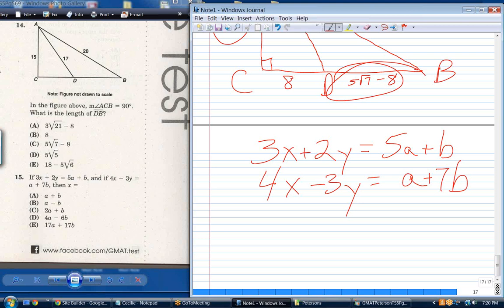In other words, if I'm going to use elimination to solve these for x, which I would like to use, elimination I think is the easiest way to solve two equations and two unknowns. Now it looks like there's four unknowns here, but we're actually going to solve for x in terms of a and b. All of our answers have a and b in them. So if I can eliminate y, I'll solve for x in terms of a and b. So what do I have to do to eliminate y?